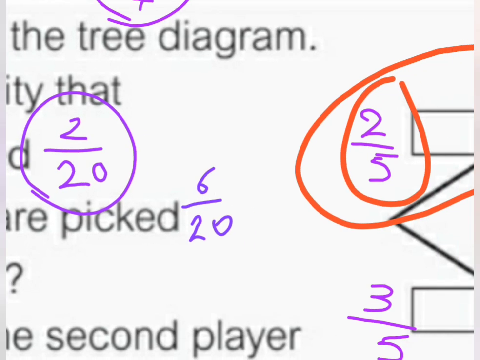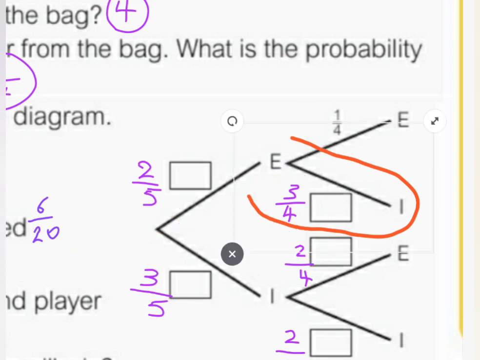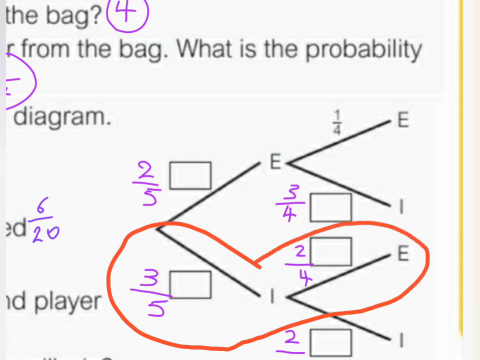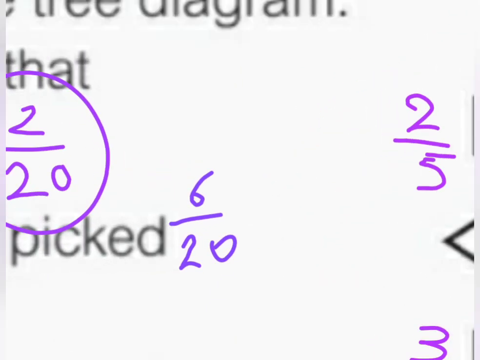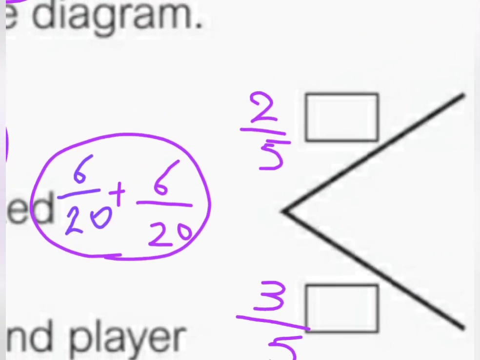And then this one, if the first one was an E and the second one was an I. Now we're going to go the opposite way, in which we're going to say the first one is an I, which is here, and the second one is E. Same idea, we multiply them by each other, we will get 6 over 20. So we write 6 over 20 here for the second choice, and we add these together. So they're going to be what? Very good, 12 over 20.